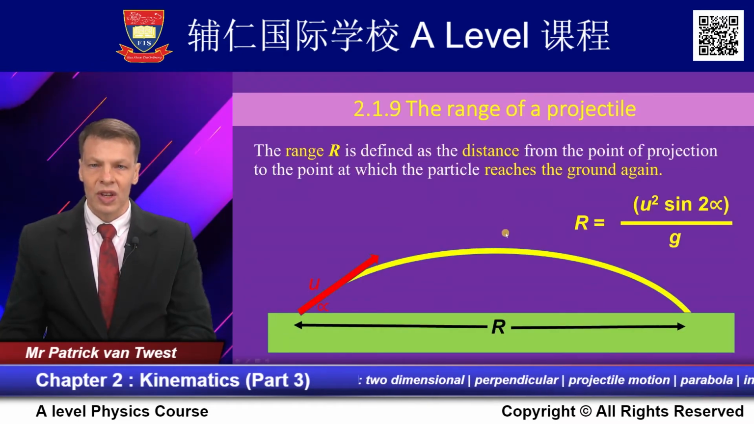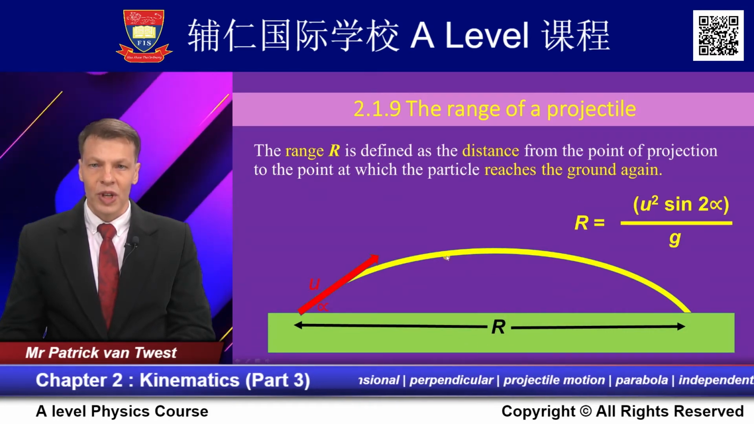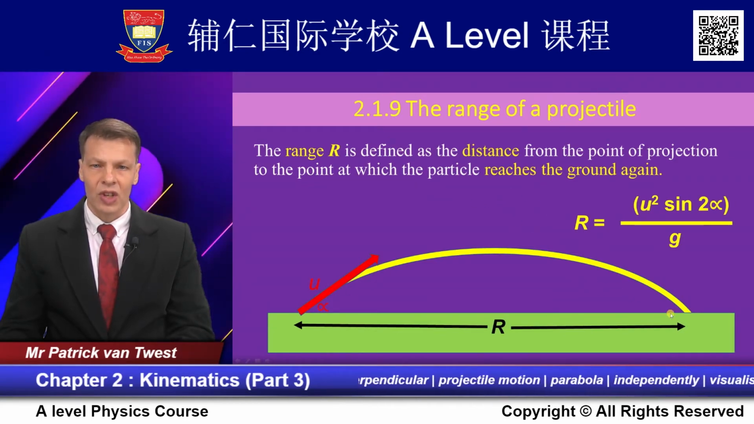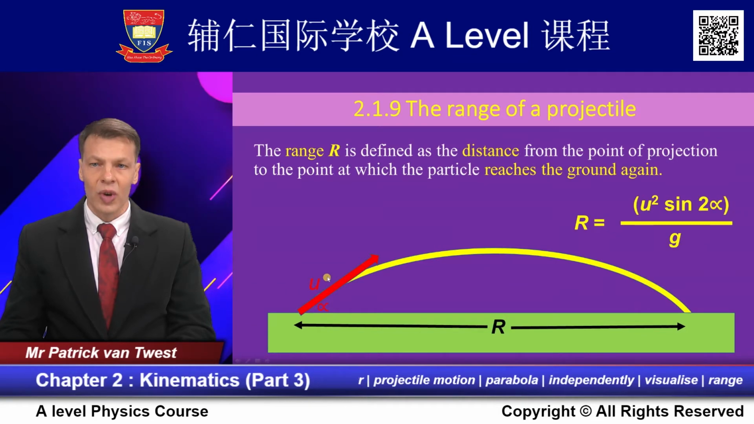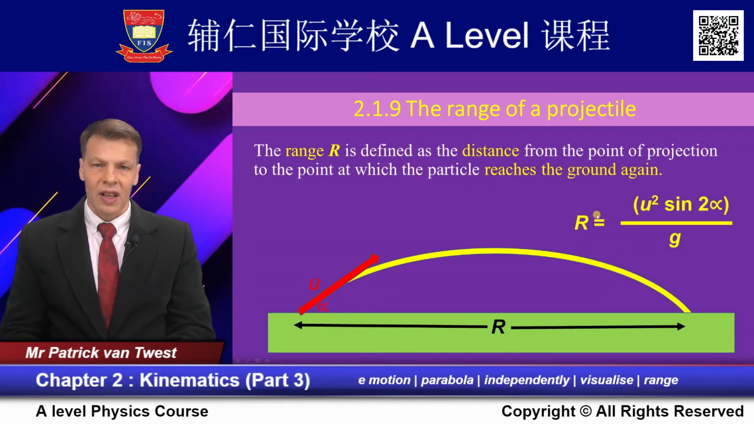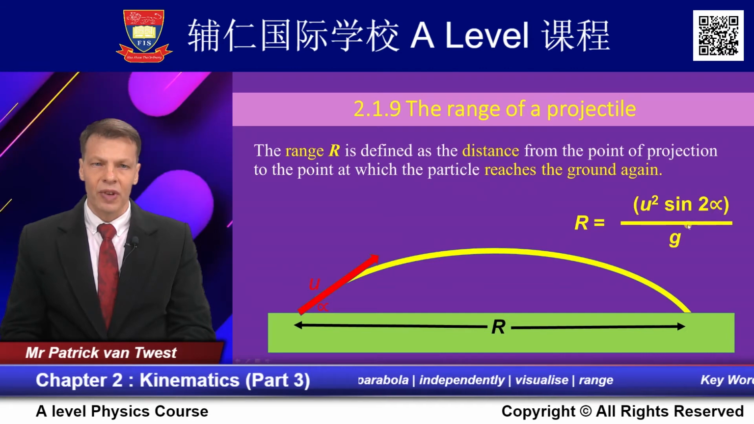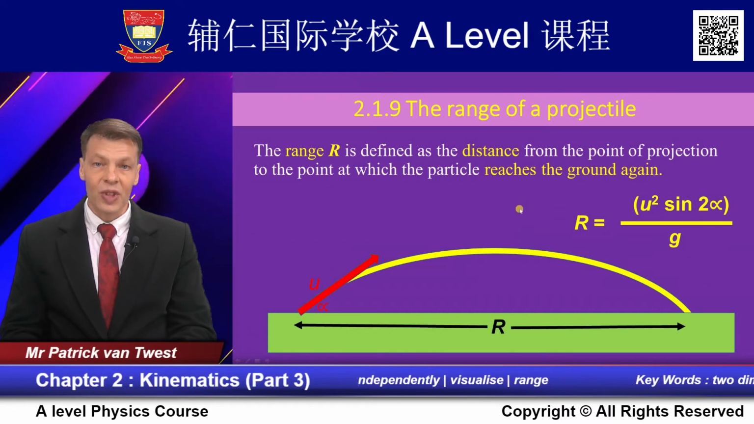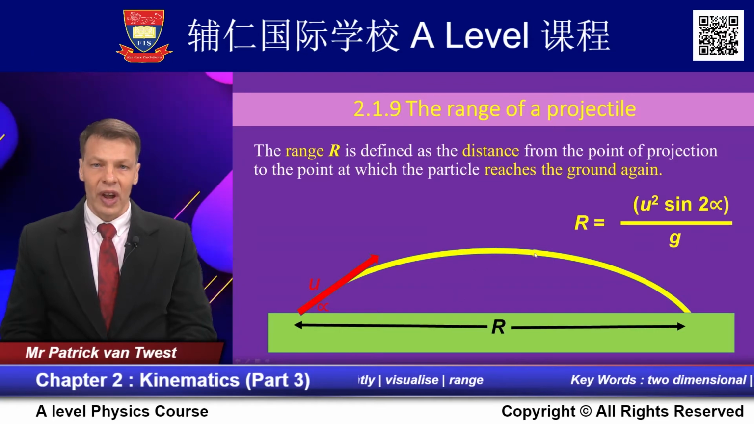The range in this picture, called R, is defined as the distance from the point of projection, or the starting point, to the point at which the object reaches the ground again. So you can see in this picture, all we need to know is the speed at which we project and the angle, and we can calculate a value for the range using R equals U squared sin 2 alpha divided by g, where alpha is the angle of projection. Now this assumes there's no air resistance, and this could be for a javelin or a discus or any sort of projectile.